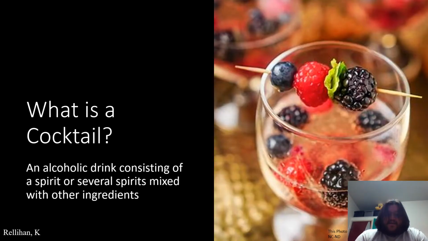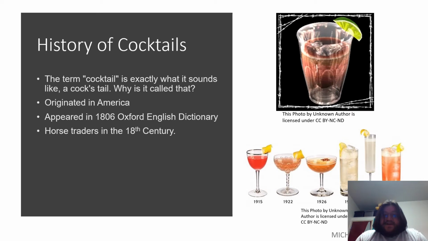So, what is a cocktail? According to Catherine Rellahan, a cocktail is an alcoholic drink consisting of a spirit or several spirits mixed together with other ingredients. Other ingredients include syrups, sugars, and fruits. So, to understand exactly what a cocktail is, I'll talk about the history a little bit.